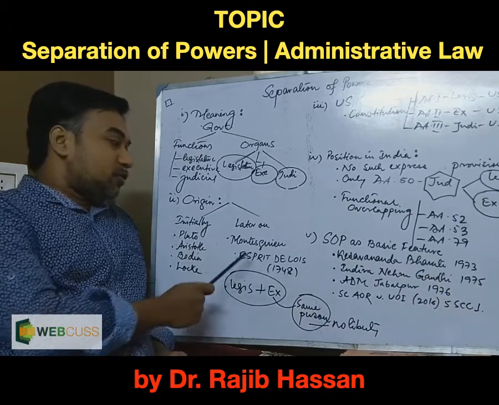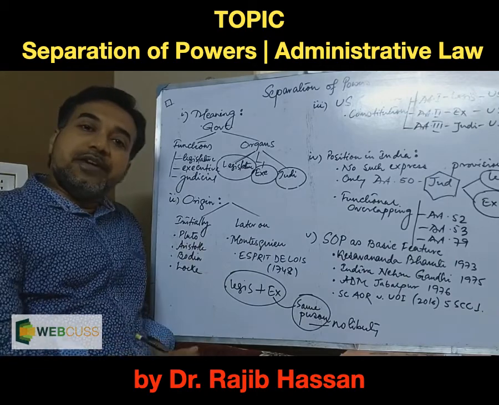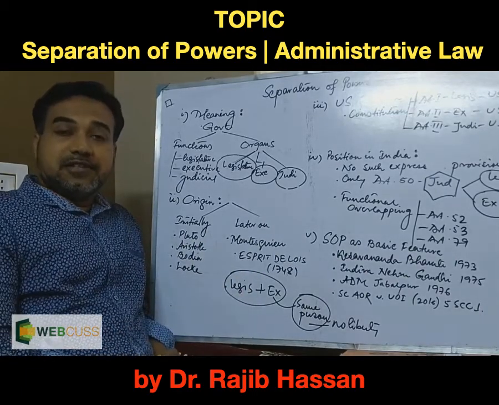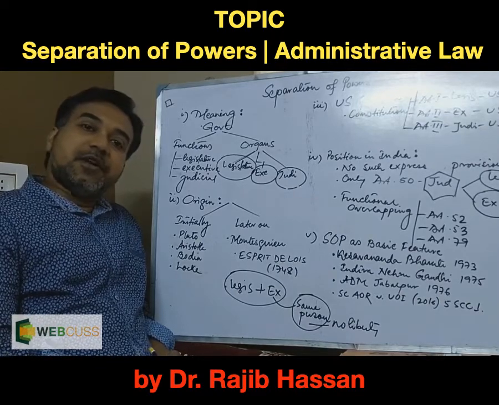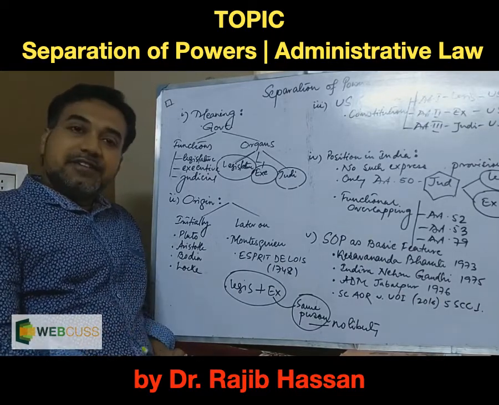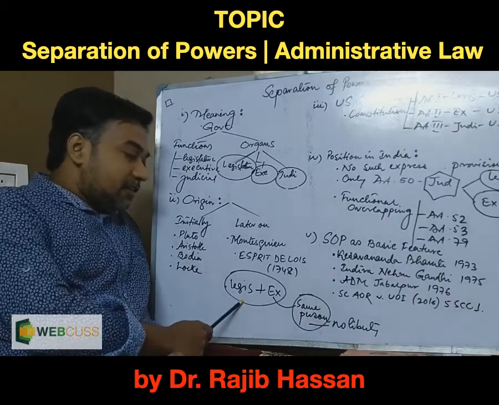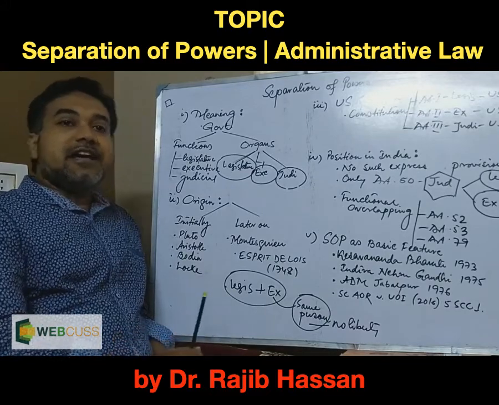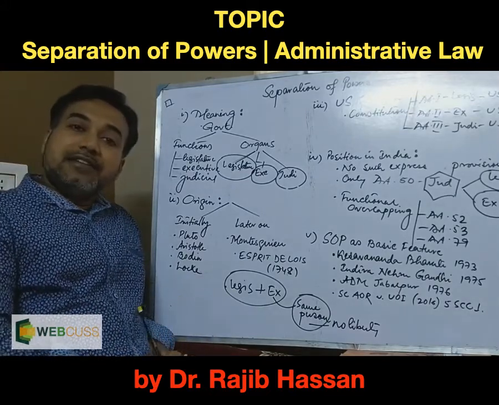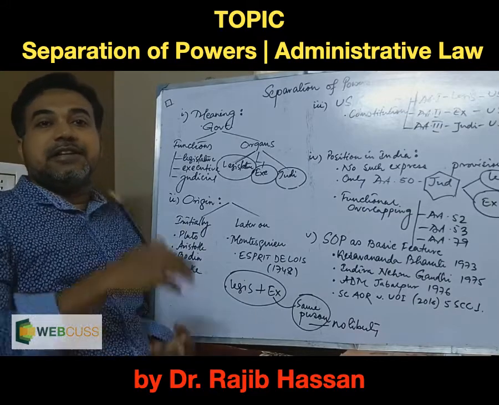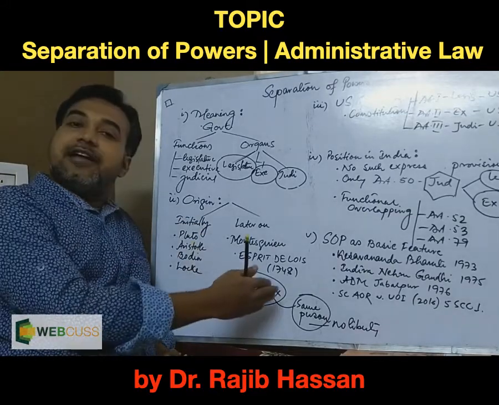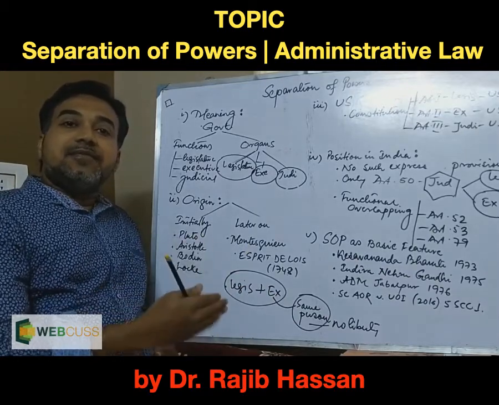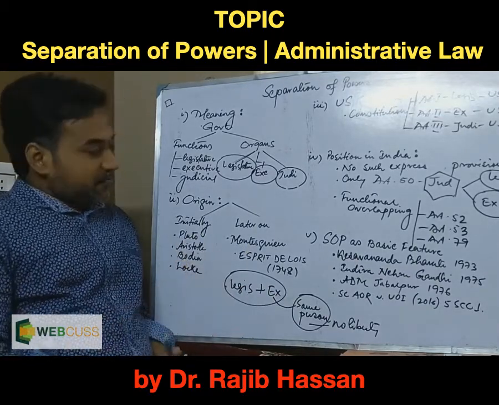Credit goes to Montesquieu, who in his classic work, The Spirit of the Laws, published in the year 1748, talked about separation of powers. Montesquieu said that if legislative and executive powers are united in the same person, then there can be no liberty. There will be an end to liberty if these two functions, legislative and executive functions, are vested or united in the same body or person.